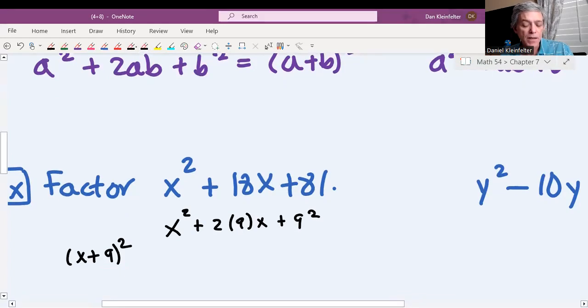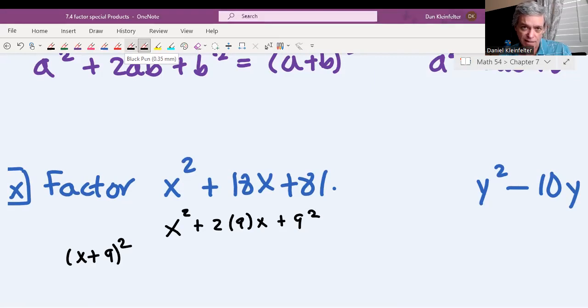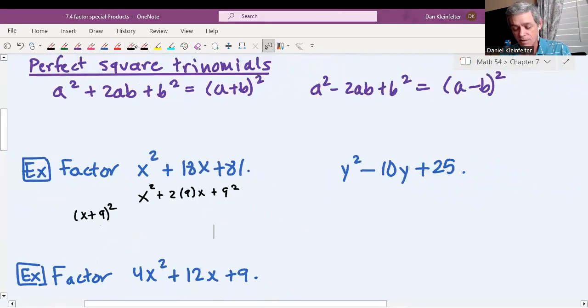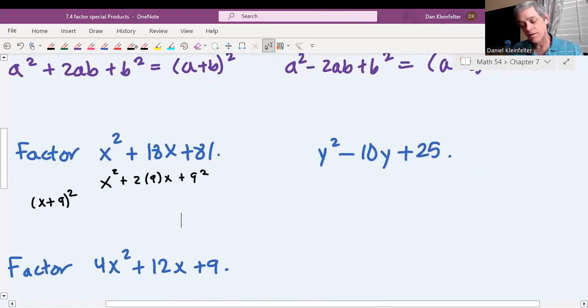Okay, and that's it. Of course, we could have done this in the last section, or in the section prior, actually. If I asked you, what are two numbers that are the same sign, both positive, that multiply to be 81 and add up to 18, you're going to figure out that they're both 9 really quickly. All right, let's try another one of these.